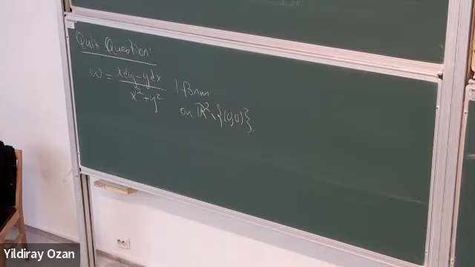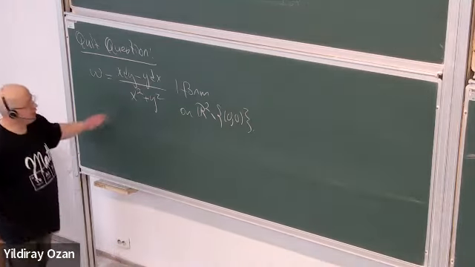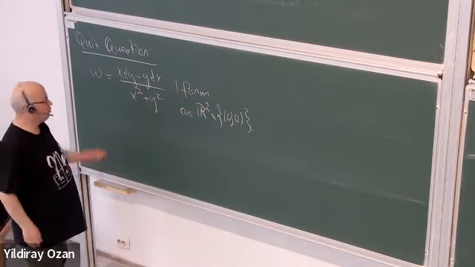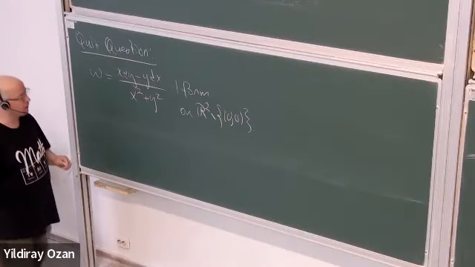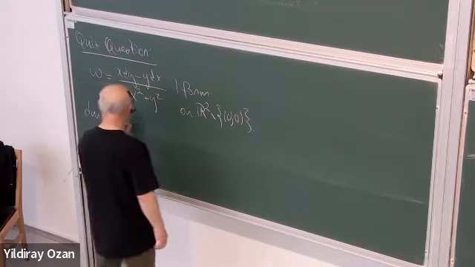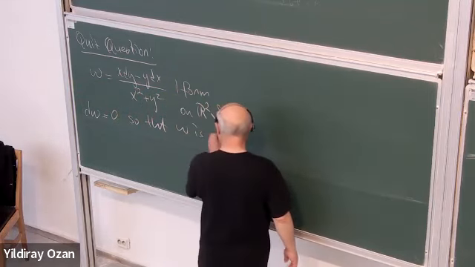Okay. So this is a one form on R2 minus 0, and you were asked to show that this is closed but not exact. So you may check that this is closed, so that omega is closed.